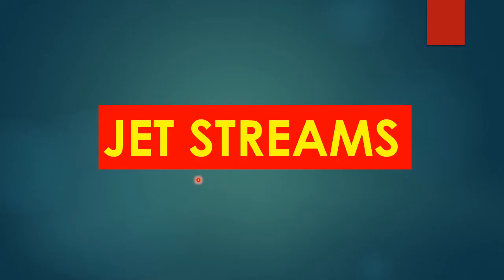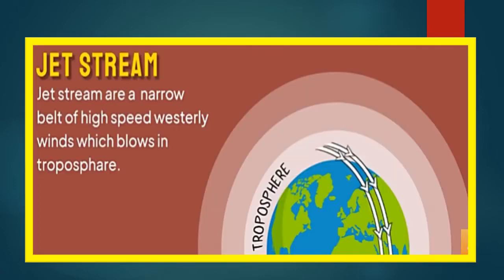Another concept that you need to understand is jet streams. Now, what are jet streams? Jet streams are narrow belts of high-speed westerly winds which blow in the troposphere. Now, confusing, isn't it? All of you know that there are layers of the atmosphere. The first layer is the troposphere. Now let us understand this in a simple way.